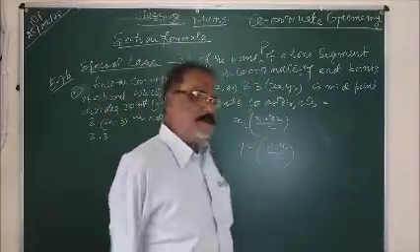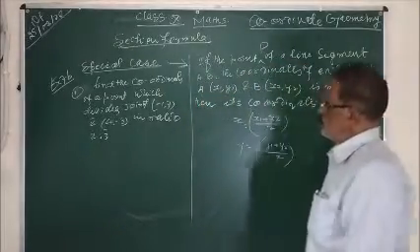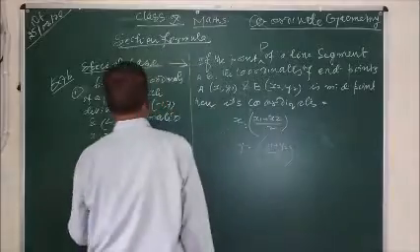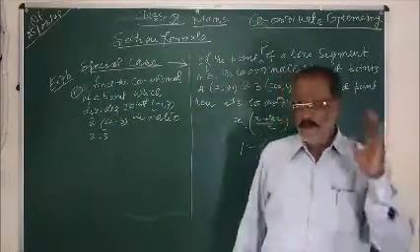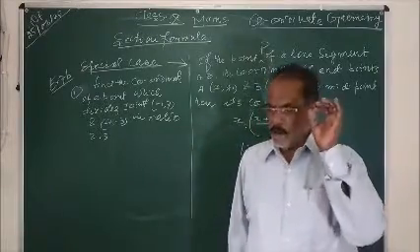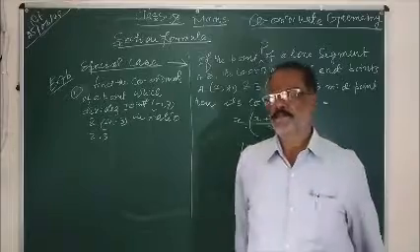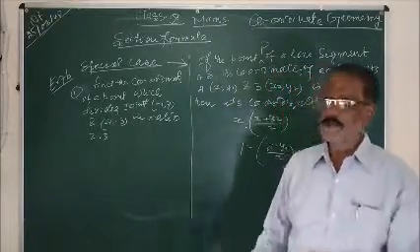Coordinate geometry is the chapter in which we are going on. And yesterday I explained the section formula. In the section formula, we find the coordinates of a point which divides a line segment in some ratio.